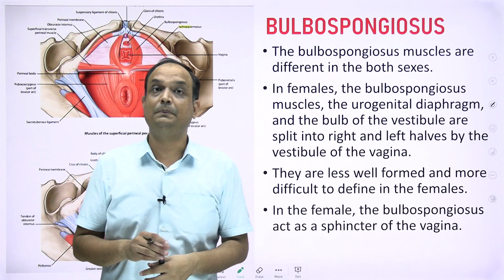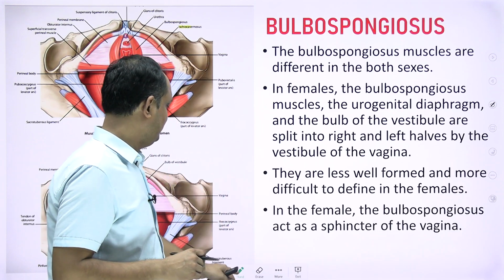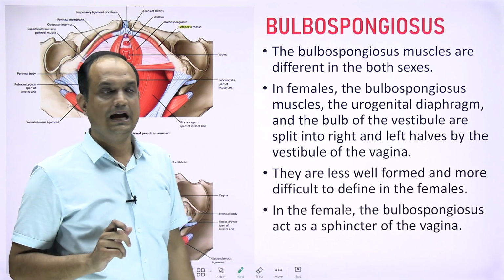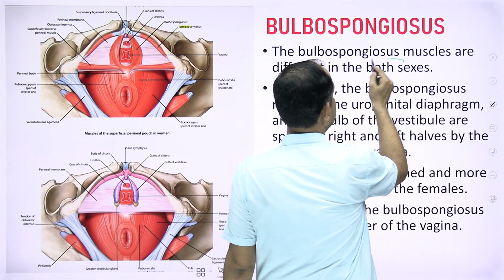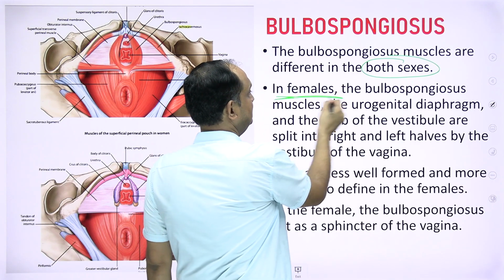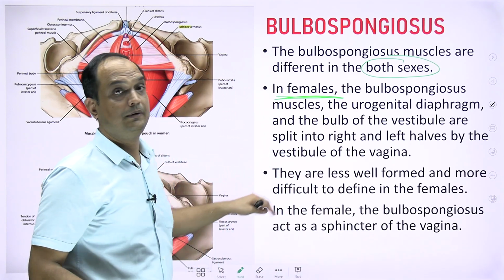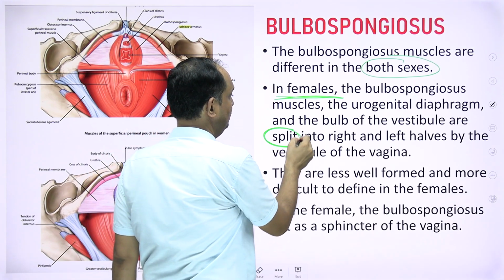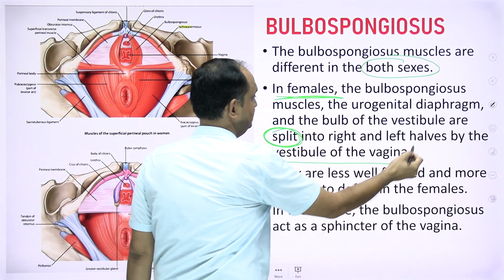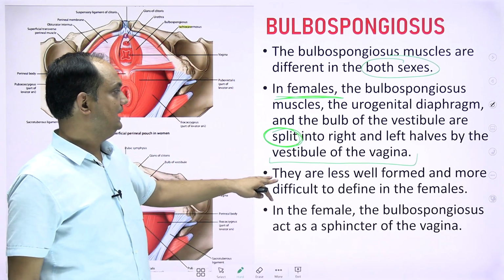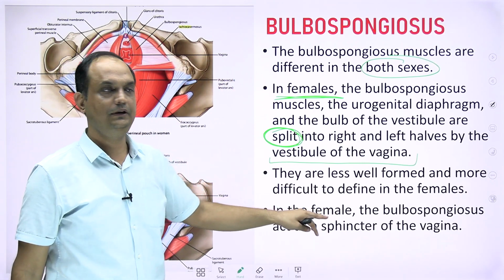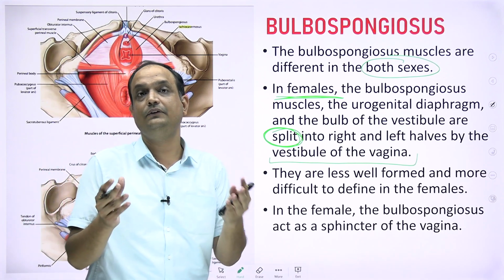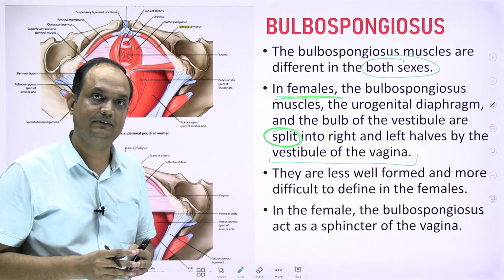Now, the second muscle is the bulbospongiosus. When we talk about the bulbospongiosus, it is different in both sexes. I already told you the difference is that in the female, the urogenital diaphragm and the bulb of the vestibule are split into 2 parts. Why? Because of the vestibule of the vagina. So, they are less well formed in the female as compared to the male, and it is always difficult to identify in the dissection of a female pelvis.